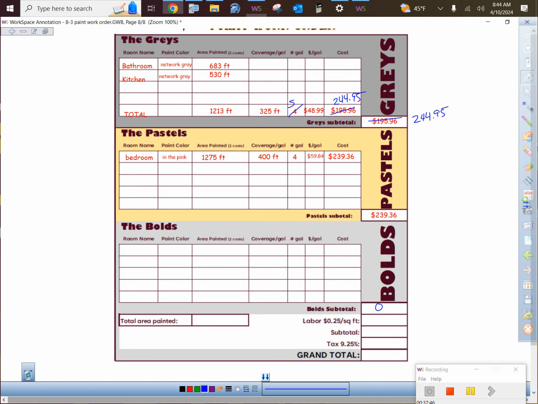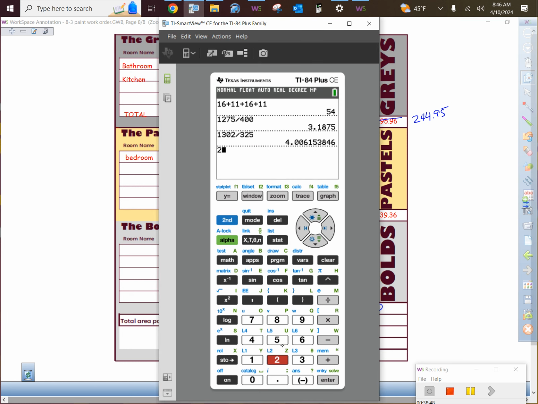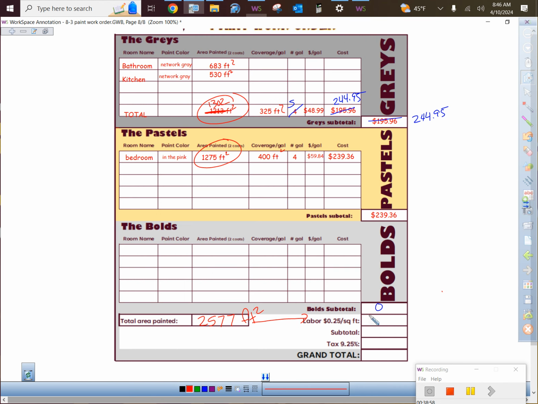So these need to be squared. So you're adding that, which is the wrong number, isn't it? 1302. And this. How much, baby? 2577. And what we're going to charge for labor, or what they are charging us for labor, is written right across the way. It's 25 cents per square foot. So you just take this 2577 times 25 cents. 2577 times 0.25. How much will they charge us to paint our house? $644.25.